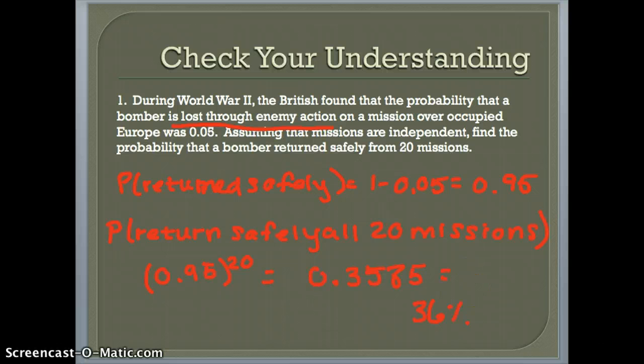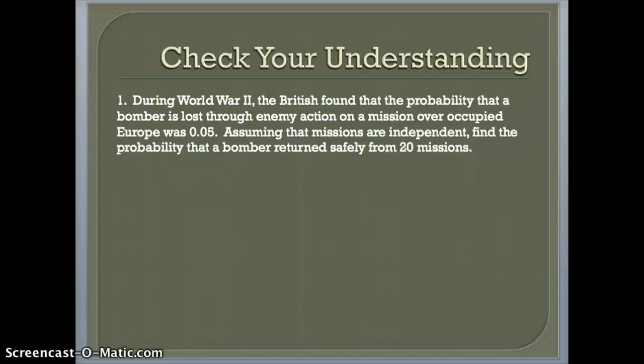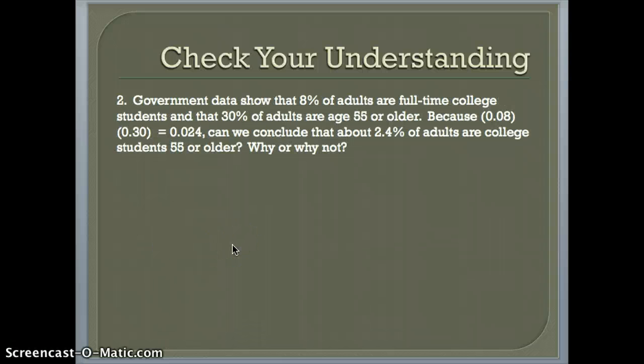Okay. And now for our last question. Government data show that 8% of adults are full-time college students and that 30% of adults are age 55 or older. Because 0.08 times 0.30 is equal to 0.024, can we conclude that 2.4% of adults are college students 55 or older? And then why or why not?